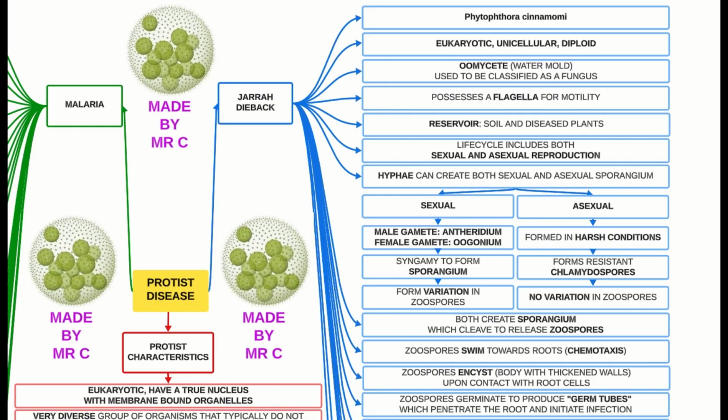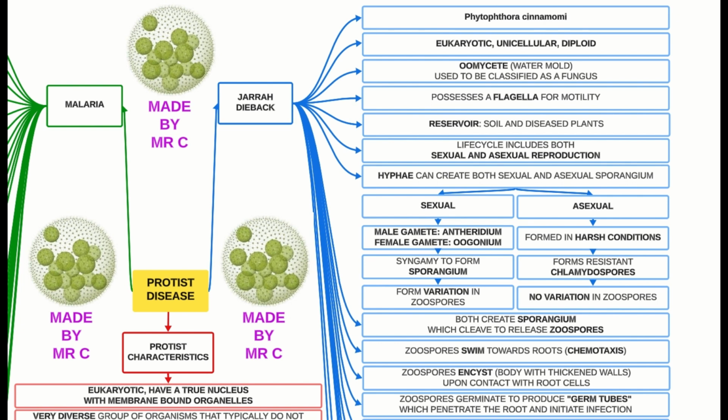Next we're going to look at Jarrah dieback, and the pathogen is called Phytophthora cinnamomi. It's eukaryotic, unicellular, and diploid. It's classified as an oomycete, which is a water mold. It used to be classified as a fungus because it has many fungal characteristics. It possesses a flagellum for motility. Its reservoir is in the soil and diseased plants, and the life cycle includes both sexual and asexual reproduction.